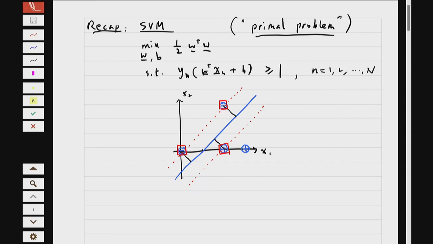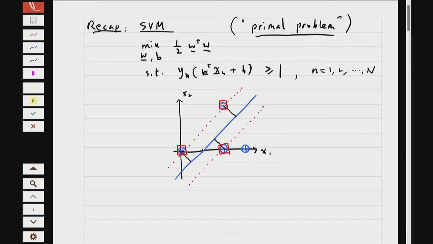But then the natural question would be, in general, how can I find these support vectors, and how many support vectors do we have given a data set, after I solve the SVM? That question can be answered by looking at the Lagrange dual domain of this problem. And that's what we're going to study today.